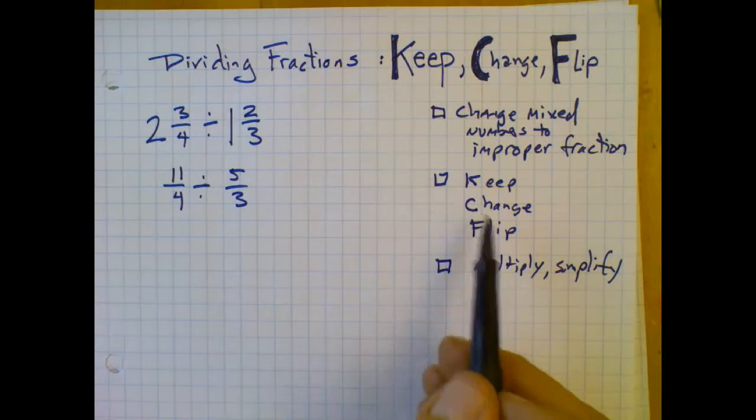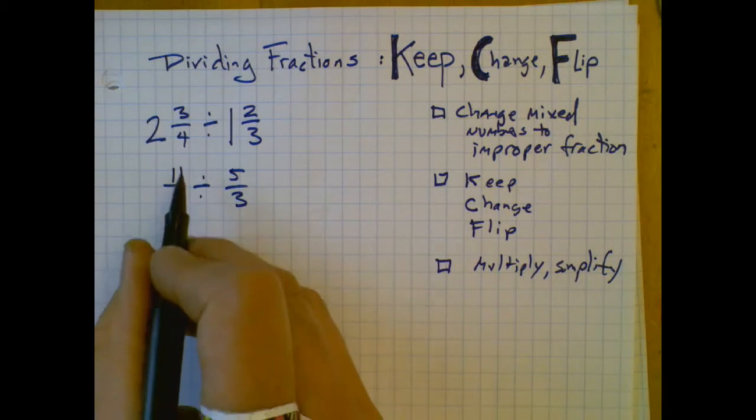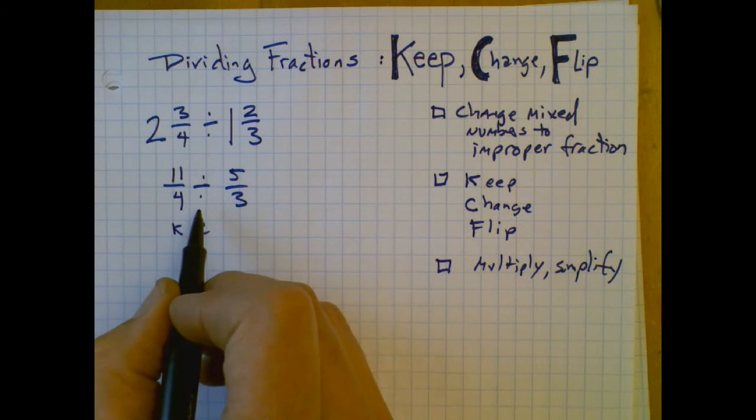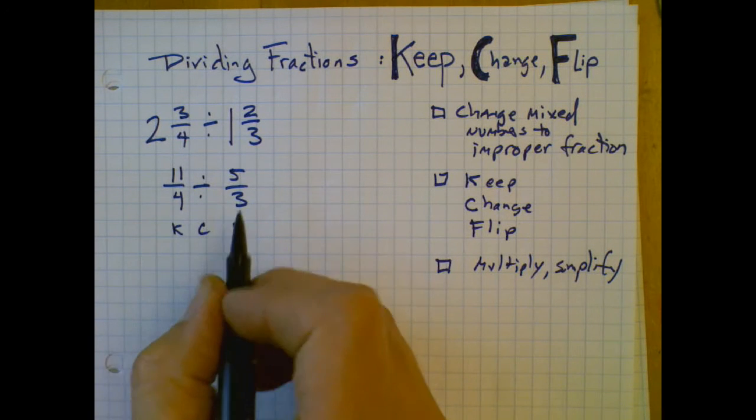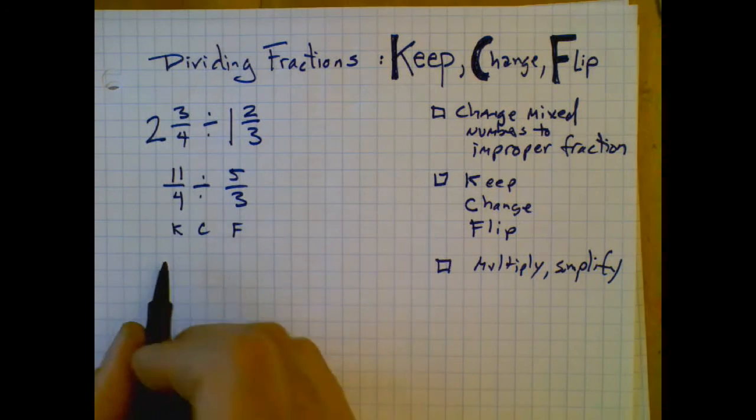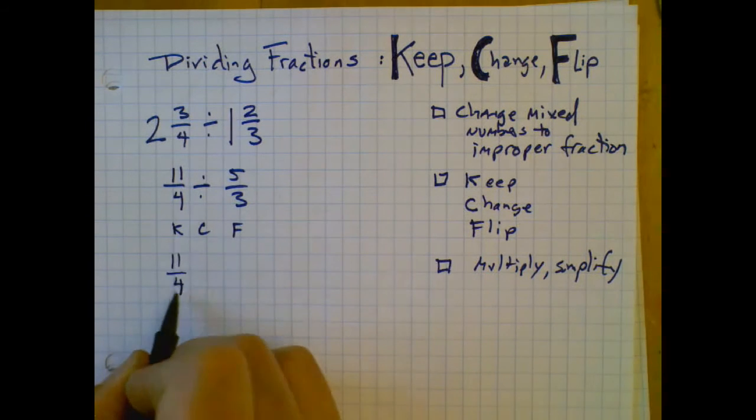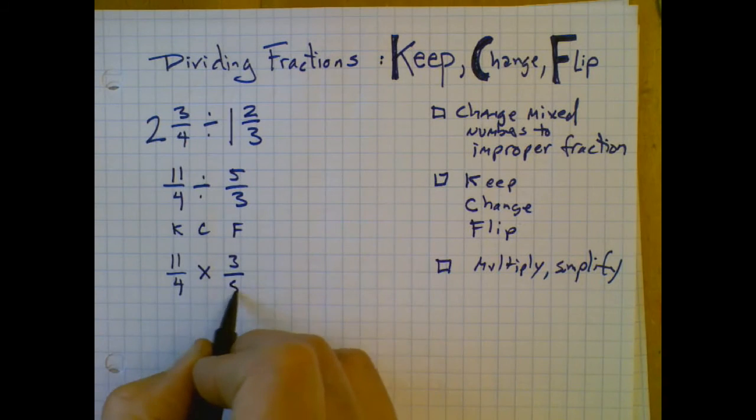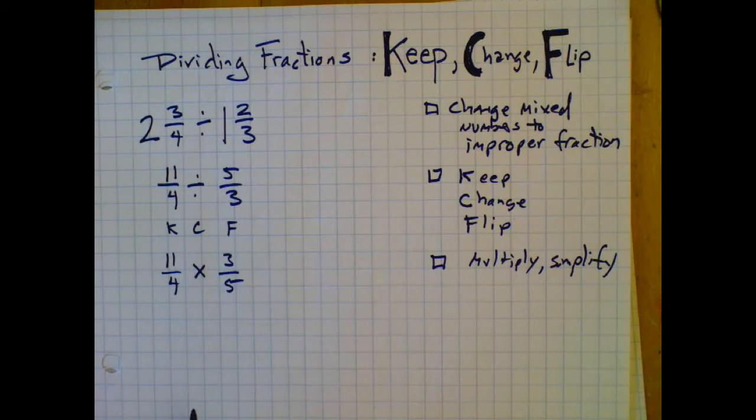Next step is to keep, change, flip. I'm going to put a K right below the first, change right below the division symbol, and flip right below my divisor. So it becomes keep, change, flip. Now I simply have to multiply and simplify.